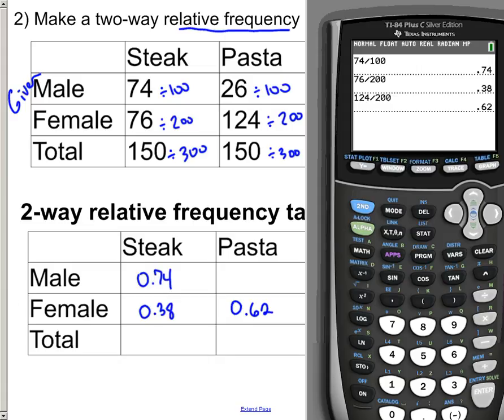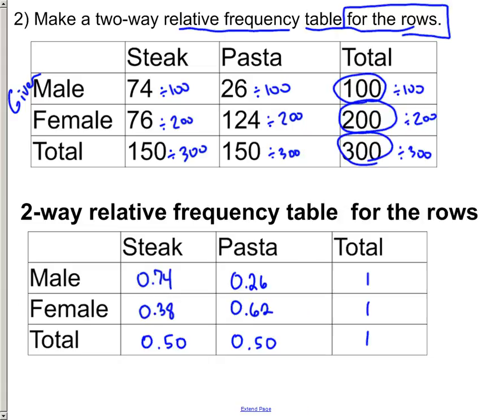Let me go ahead and fill in the rest of the table for us. There we go. Now, when we're talking about the rows, the percentages are referred to within the row. So 74% of the males preferred steak and 26% of the males preferred pasta. We don't get information mixed up with any other rows. So here 38% of the females like steak and 62% of the females preferred pasta. And again, this just stands for 100%.